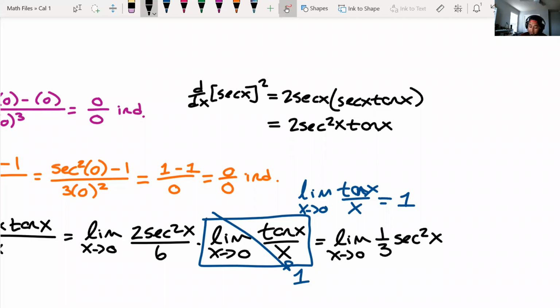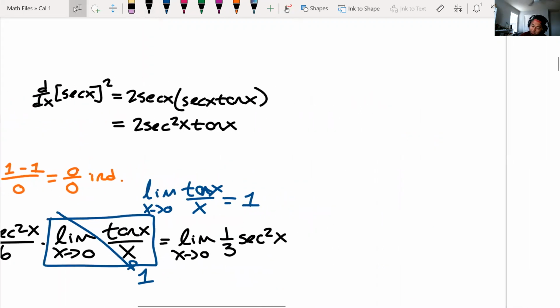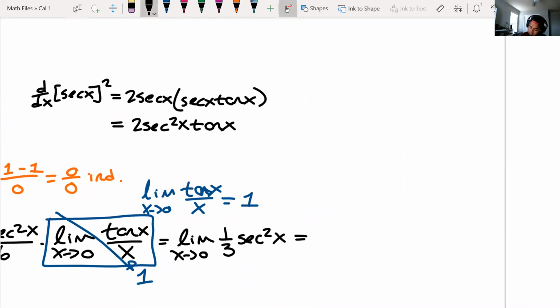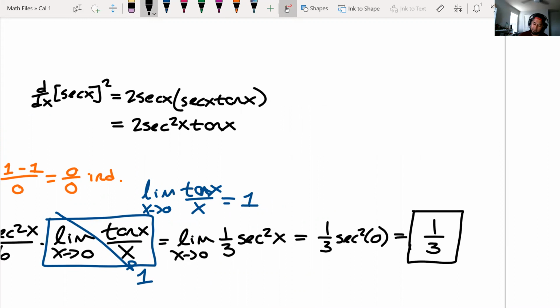And now you plug in 0 and you get 1/3 times secant squared at 0, which we learned again that secant squared at 0 is what value? 1. So what's our answer? 1/3. My goodness.